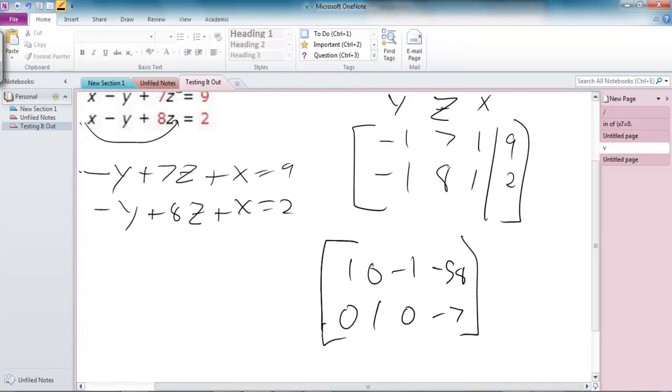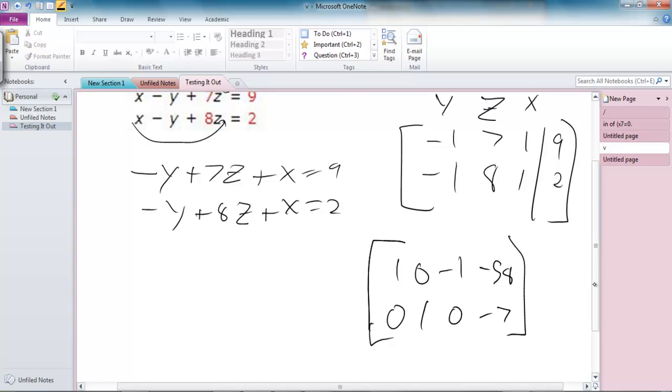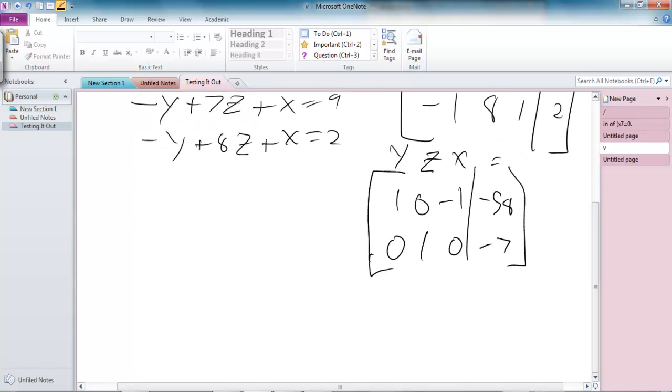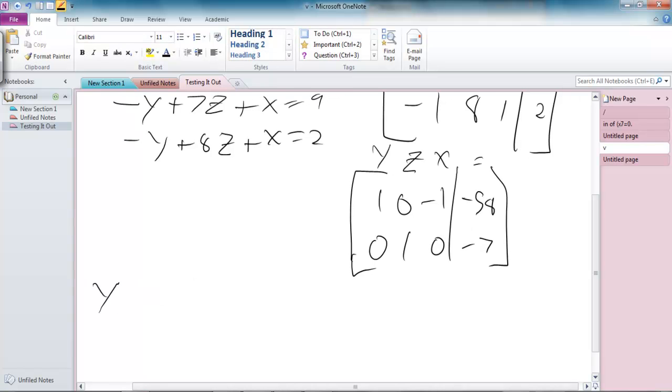So what we're looking at is, how do I read this? Well, I have to remember, this is my y, z, x, and equal sign. So when I rewrite these equations, my first equation up here would be y minus x equals negative 58, and the bottom equation would be z equals negative 7.